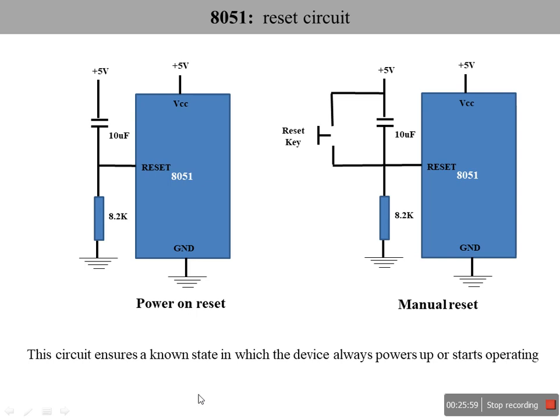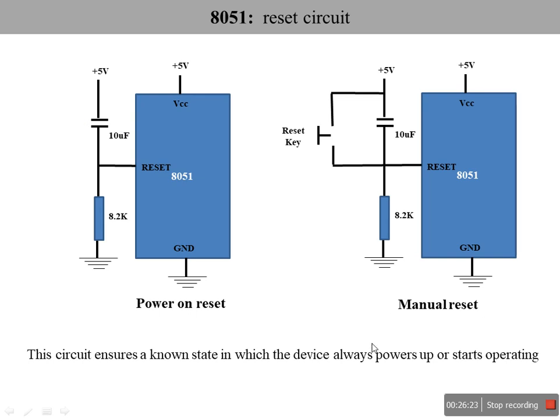The same thing is possible with 8051. It's very important whenever you develop any application based on 8051, you should have this facility. There are two ways of having a reset circuit. One is power on reset, automatic. Whenever you give a power supply, immediately the control goes to a reset value or reset location. From there it starts executing.